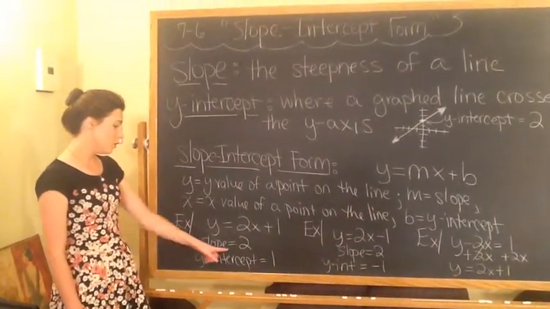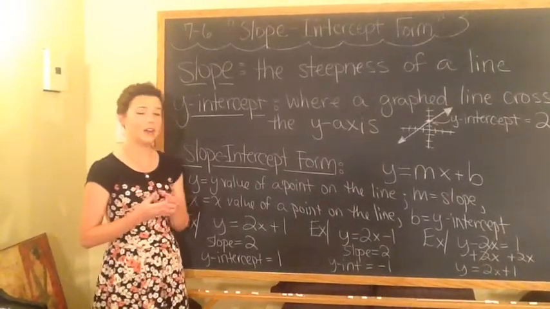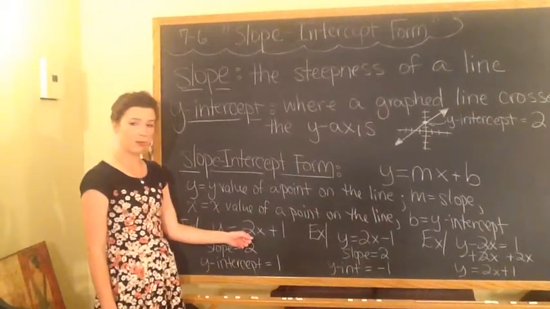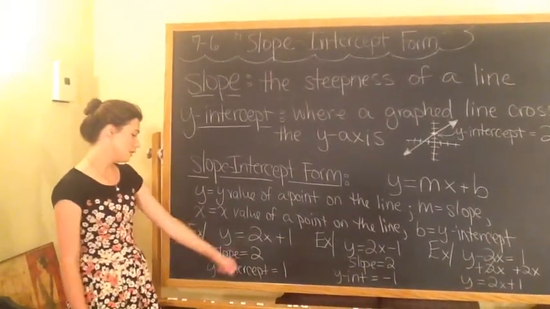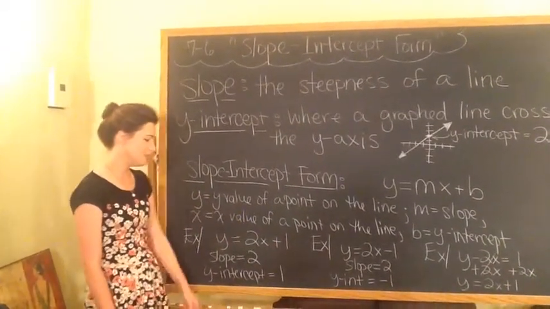So the slope would be 2. Because the slope is the coefficient of your x. So anytime you have an x and there's a number before it, that's going to be your coefficient or your slope. So the slope is 2, and then the y-intercept is a positive 1. Okay, so it's positive 1.